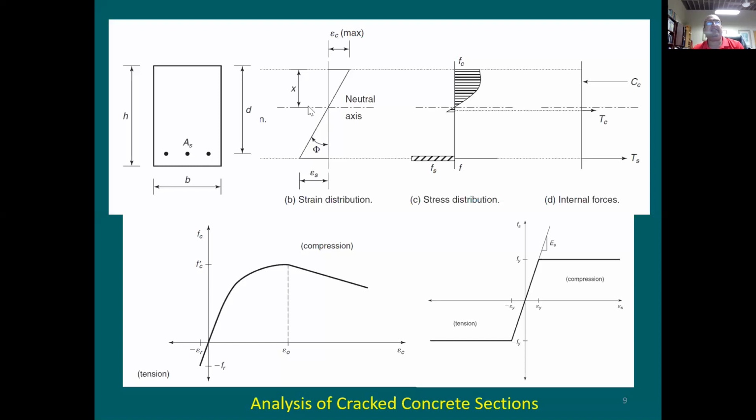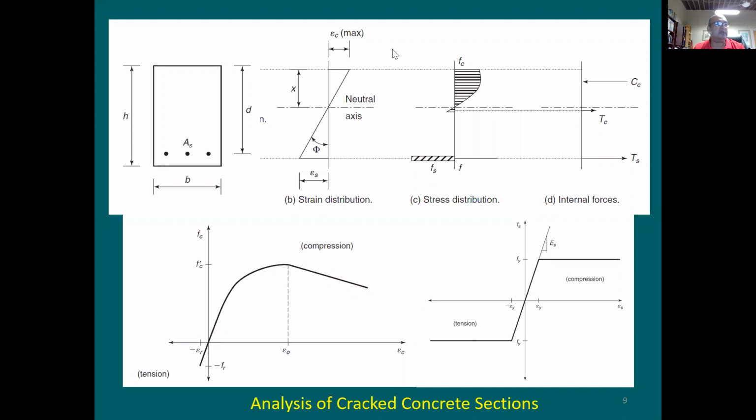Now, what's your expectation for this x distance, the depth of the neutral axis? Do you expect this to be lower than d over 2 or more than d over 2? Lower than d over 2. So this is gonna be here, right? It's gonna be on this side, on the top. It's not gonna be at the bottom, right? So what is the lowest location of the neutral axis in a case like this?